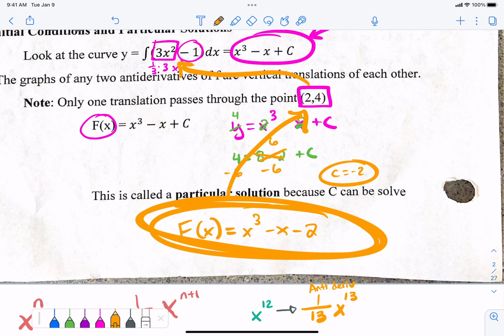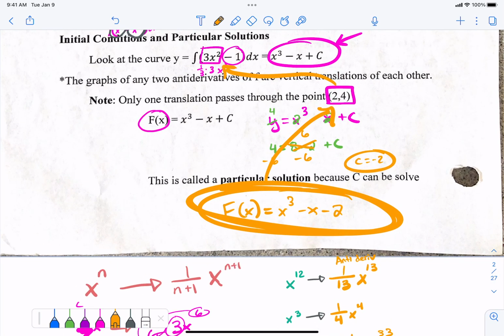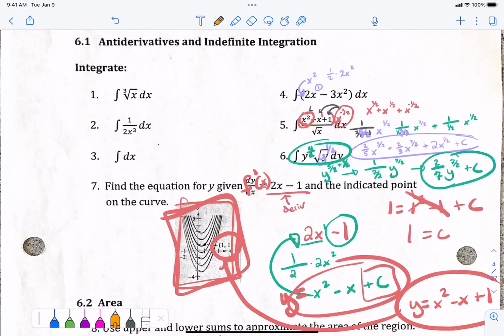Okay, does that make sense? So if you're trying to find c in particular, c is a constant, a number. If I want to find what that c value is, I just plug the number in. Got it? Is that what it's wanting us to do on number 7? Yes.